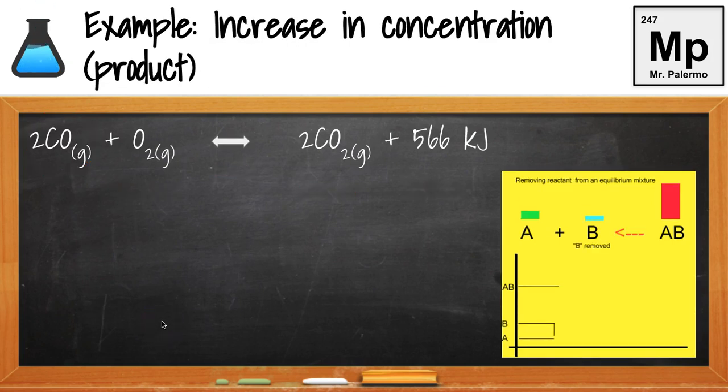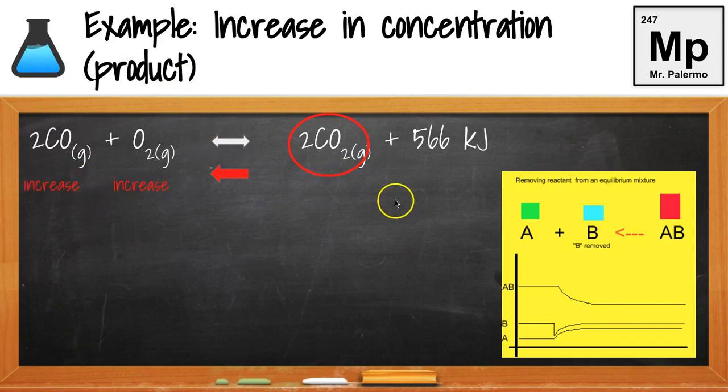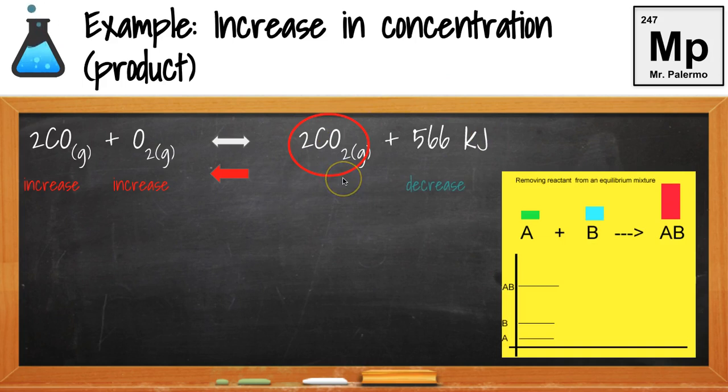Now we're going to increase the concentration on the other side, on the product side. So we're going to increase the amount of CO2. If I add to this side, equilibrium is going to shift away to the other side. And in doing so, everything on this reactant side is going to increase, and everything on the product side is going to go down and decrease.